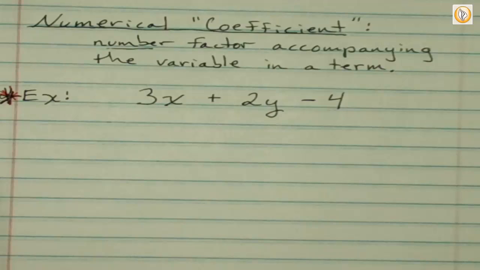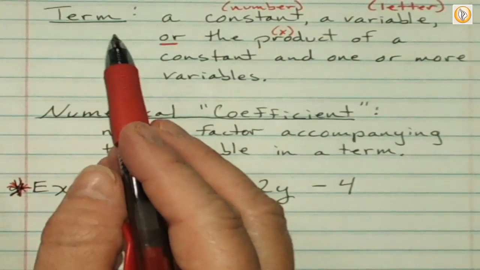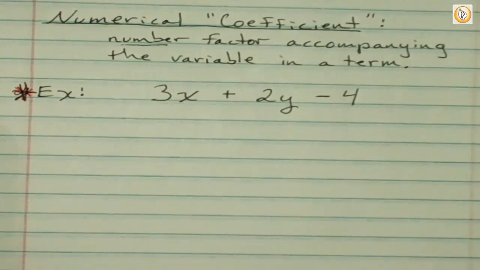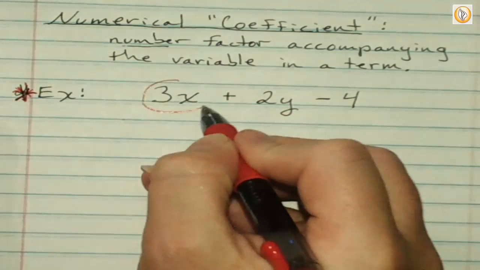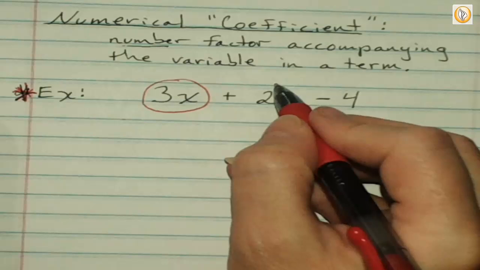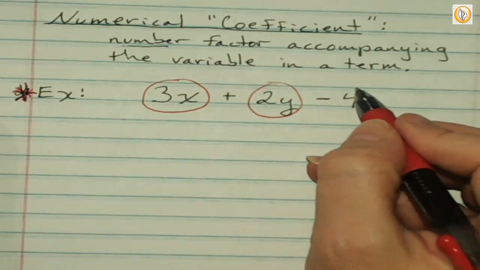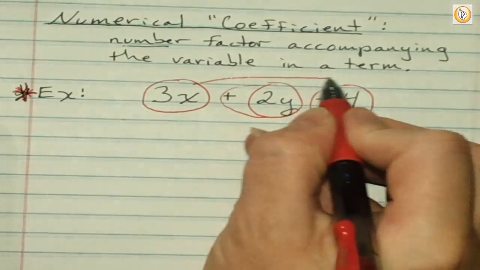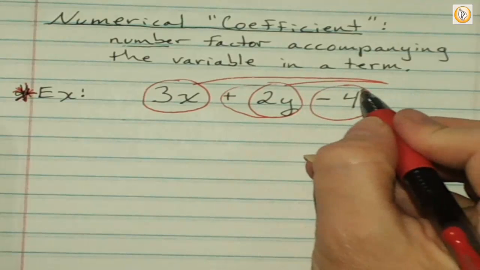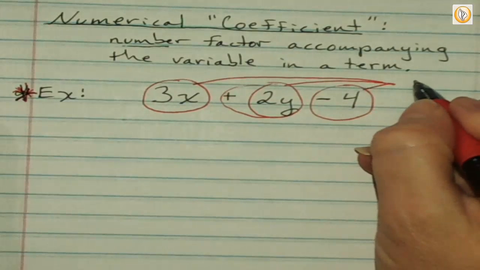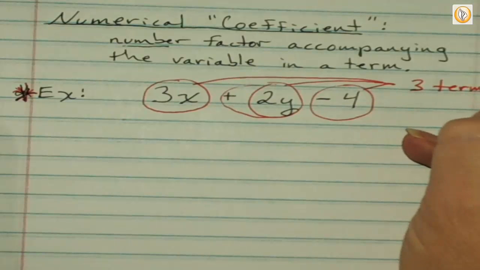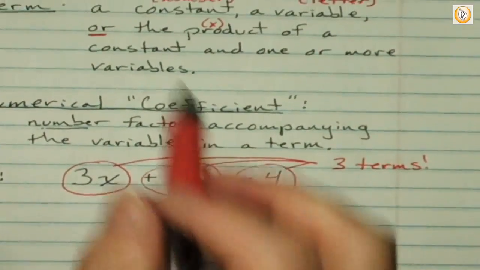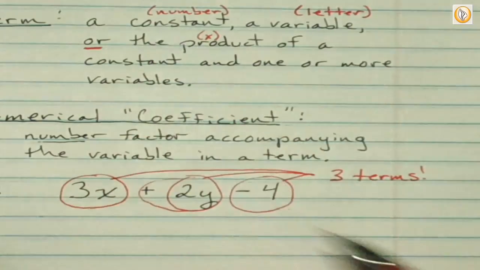Okay, well, first of all, we need to talk about terms. A term is a constant, a variable, or the product of a constant and one or more variables. This, and this. Well, this should have been including the plus sign. These are your terms. How was the -4 a term? Because that's a -4, and the -4 is a term because, look here, it can be a constant. There you go.